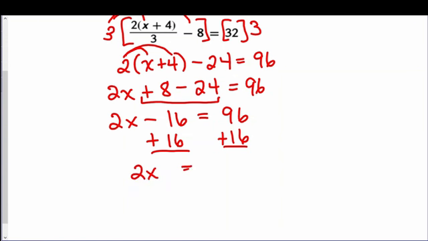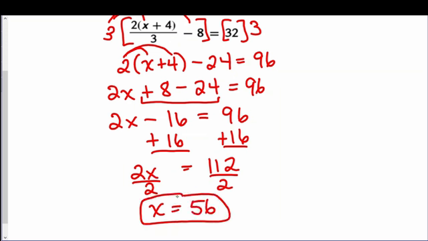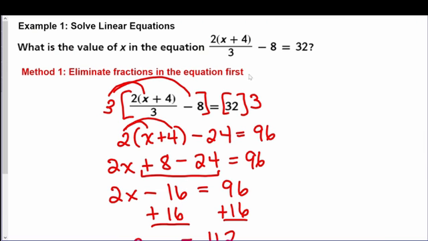And that gives me 2x equals 112. And then finally divide by 2 to give me my solution of x equals 56. So that would be the first method in solving this equation. It would be eliminating the fractions first.